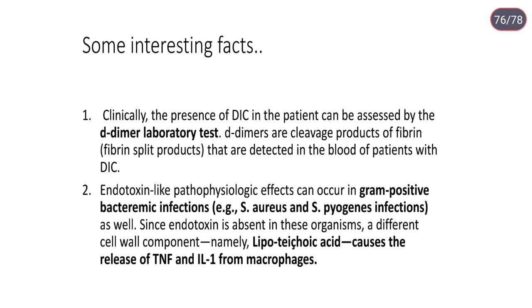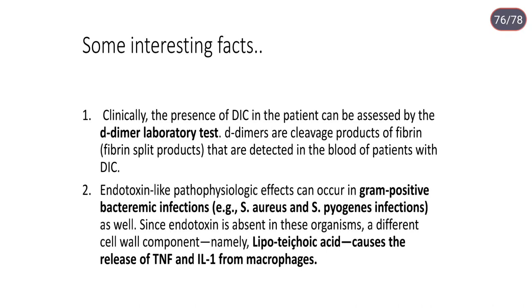Now, some interesting facts is that DIC can be detected by a test which is called the D-dimer laboratory test. D-dimers are actually the cleavage products of fibrin. The fibrin can be detected in the blood, and if it can be detected in the blood, it is thought that the patient has DIC. And you know that DIC is a very critical condition. In fact, there is no specific treatment for DIC, so death is certain if any patient suffers with DIC.